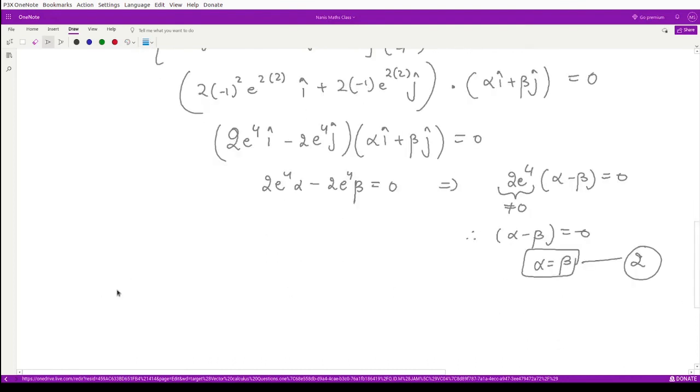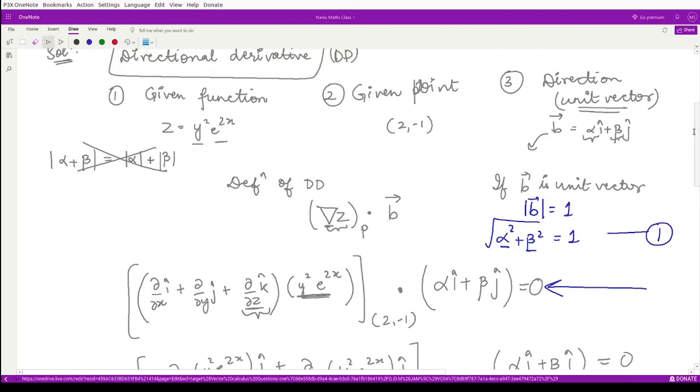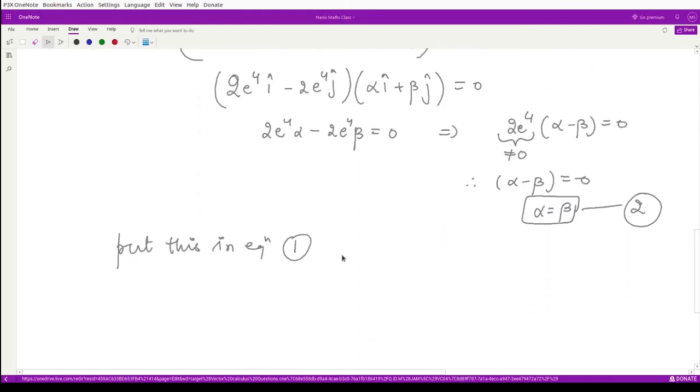So we can substitute this value in equation number 1. So what is your equation 1? Equation 1 gives you the magnitude of vector b as equal to unity. So you have the square root of alpha square plus beta square is equal to 1, or you could write this to be alpha square plus beta square is equal to 1.